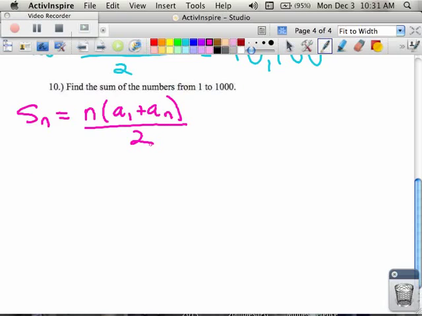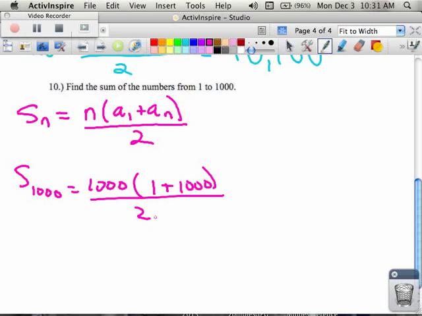And the last one, the sum of the first 1,000 numbers, should be 1,000 times 1 plus 1,000 divided by 2. It's a nice, beautiful number, my cholesterol level and my blood pressure. 500,500.